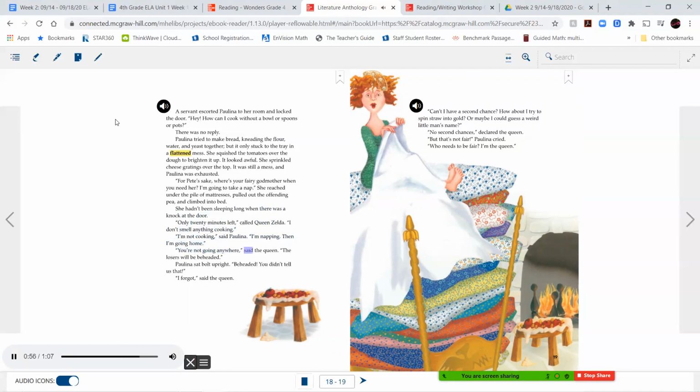"You're not going anywhere," said the queen. "The losers will be beheaded." Paulina sat bolt upright. "Beheaded? You didn't tell us that." "I forgot," said the queen.